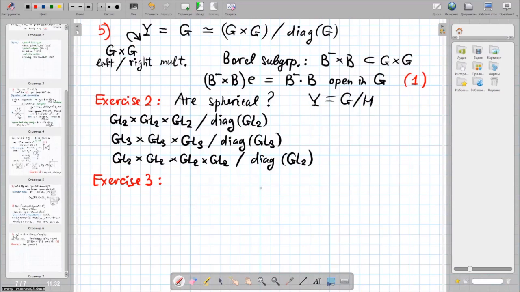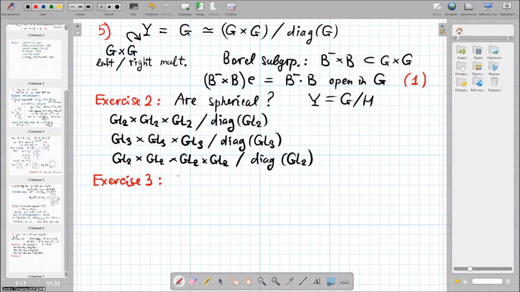About the third question, it's the third example in exercise 2. Shouldn't it be diagonal GL4 or GL2 or the product? No, GL2. 4 copies of GL2 modulo diagonal GL2. This is my example. The question is whether it is spherical or not. Okay, so the third exercise is as follows.